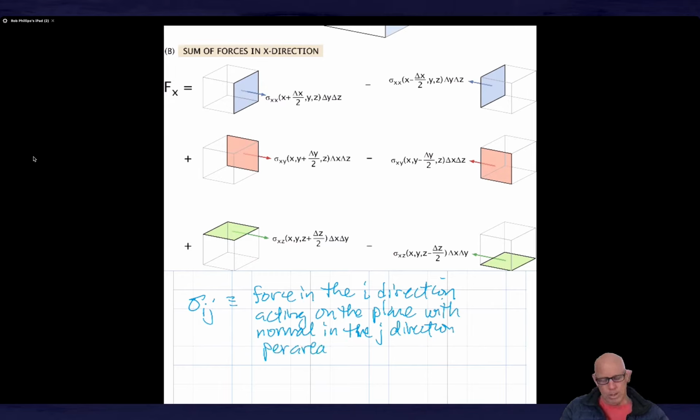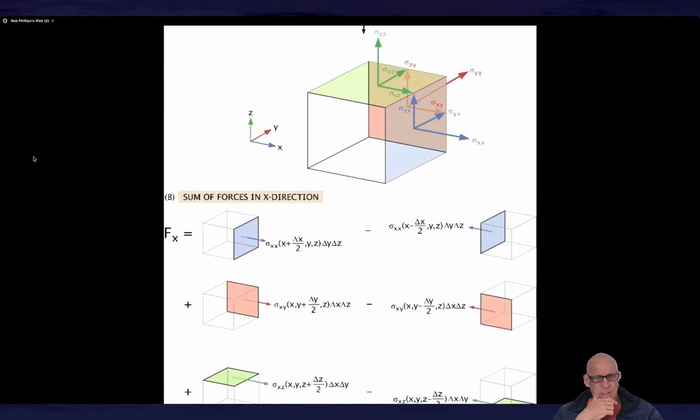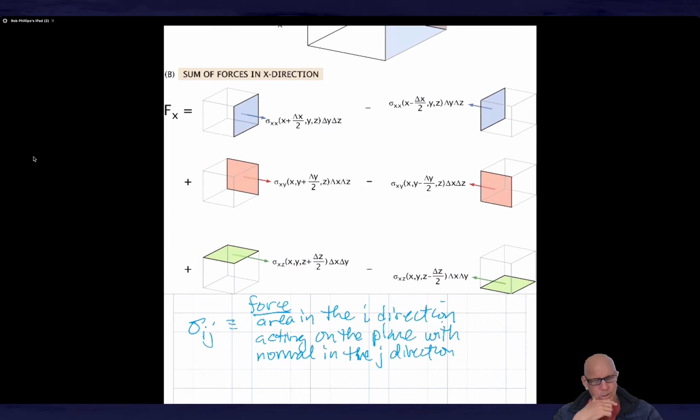Okay, that's poorly written. In fact, it's so bad, I don't want to write it that way. So here, this is the force per area. Force per area in the i direction acting on the plane with normal in the j direction. Okay, good. So that puts us in a position to now sum up all the forces on the x faces.